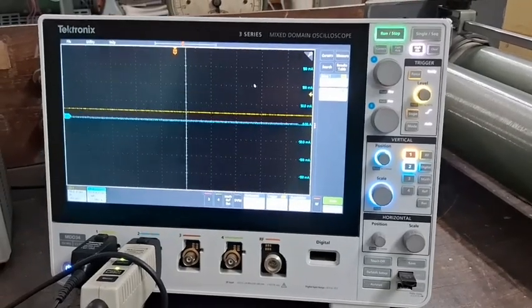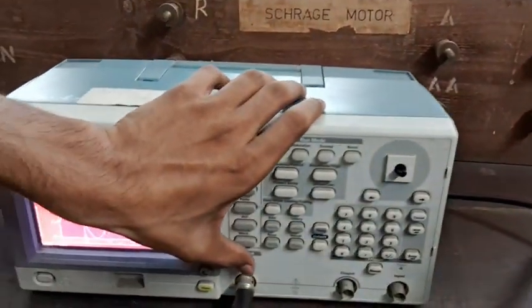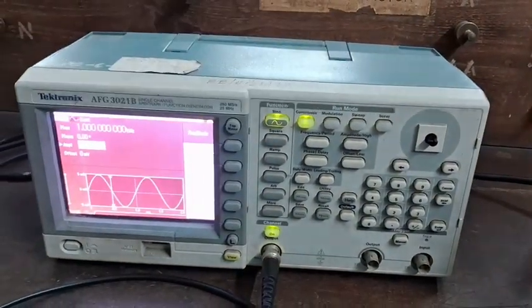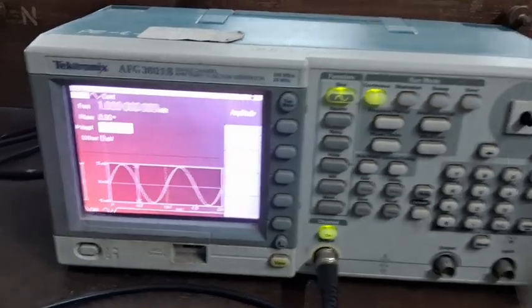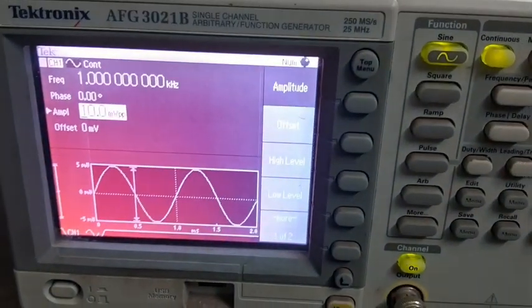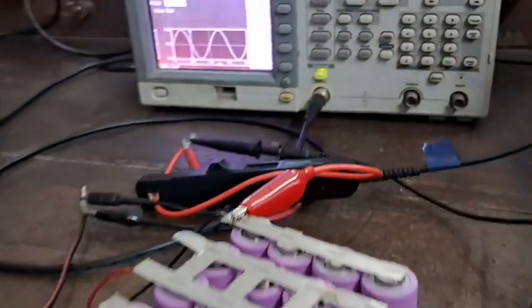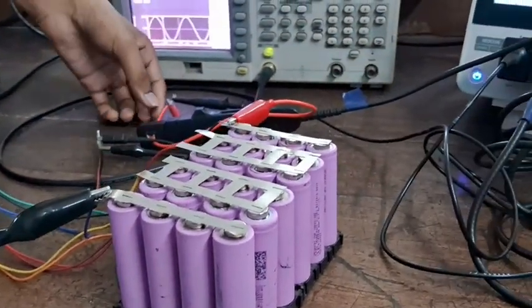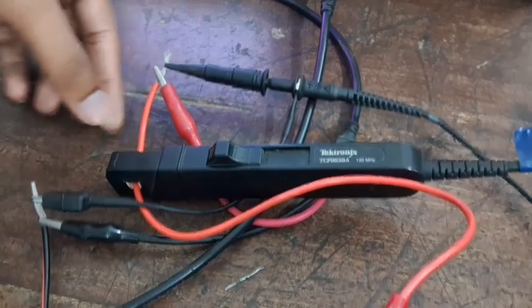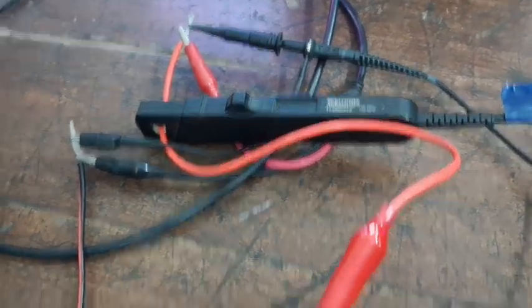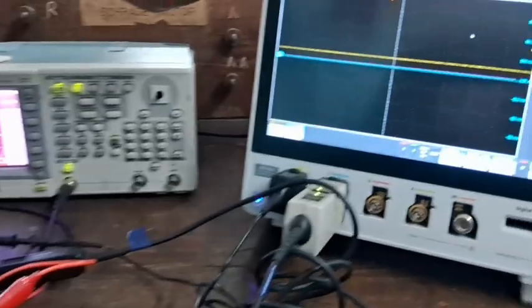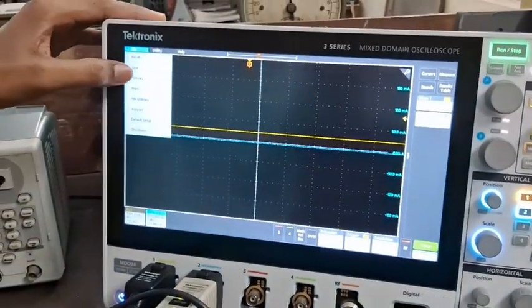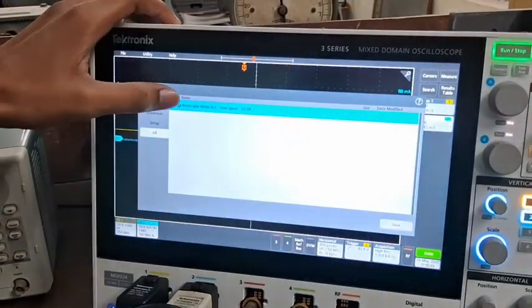So now I am going to switch on this function generator. Switching on this function generator means the 10 millivolt sinusoidal AC voltage will now be injected into the battery pack. These are the points through which the 10 millivolt AC has been injected into this battery pack. And now on the DSO, we are going to save the voltage and the current values.